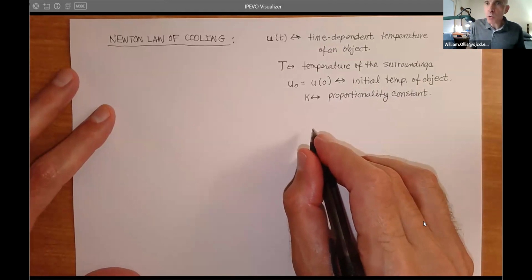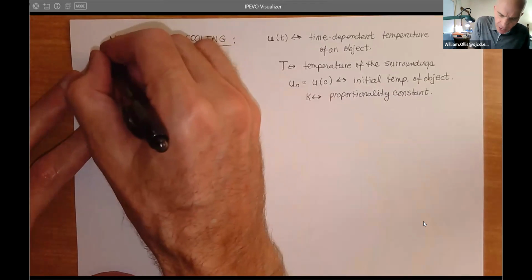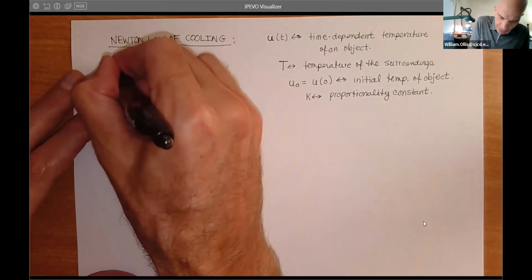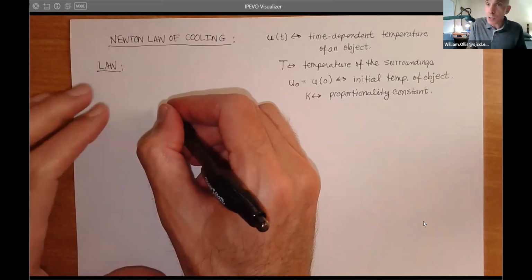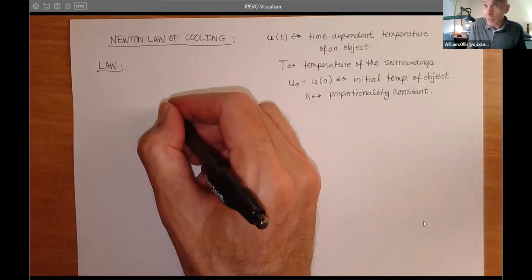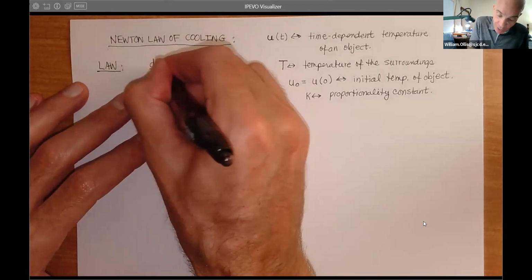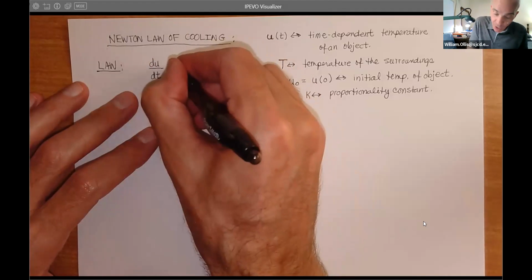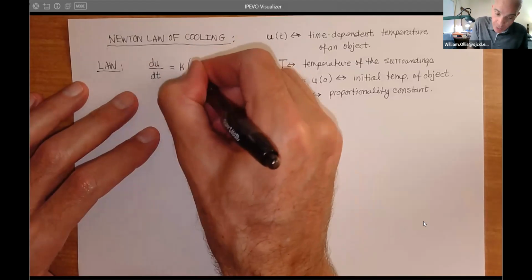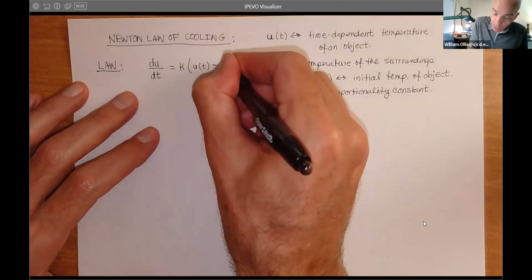So for Newton's law of cooling, really, the solution curve looks a lot like the solution curve for growth and decay. Not a big difference. The law looks like this. Again, this is a differential equation, so we could say the instantaneous law of cooling, really, because it's based on a derivative. The instantaneous rate of change of the object temperature, which is du/dt, is proportional to the difference between the object temperature and that of the surroundings.